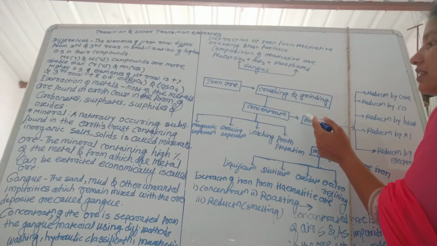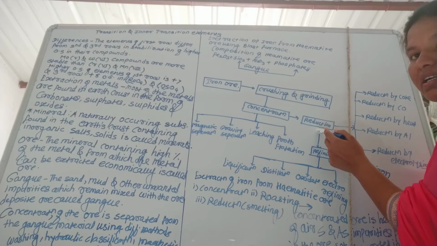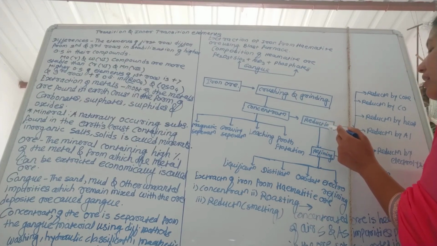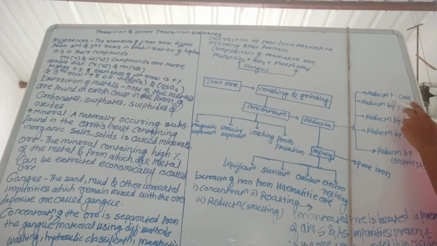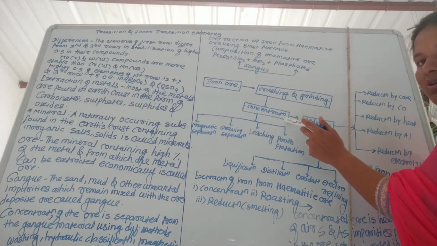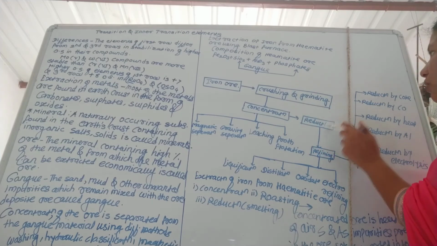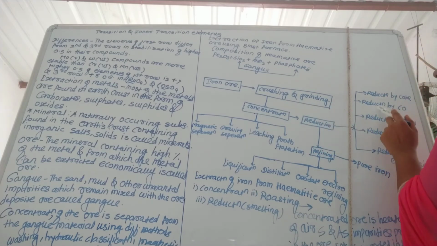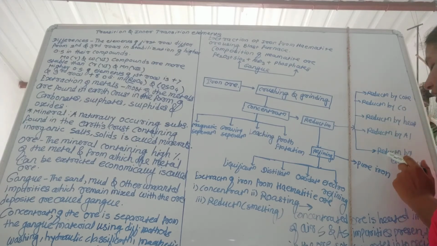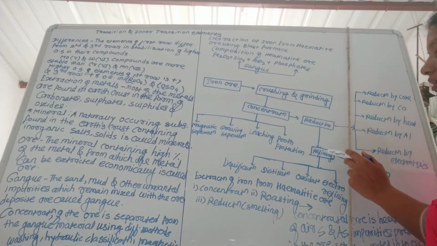Then concentration. After the concentration, you can do the reduction of this ore, and reduction takes place by using reduction by coke, reduction by carbon monoxide, reduction by heat, reduction by aluminium, reduction by electrolysis. Okay. Then after the reduction, you can do refining.